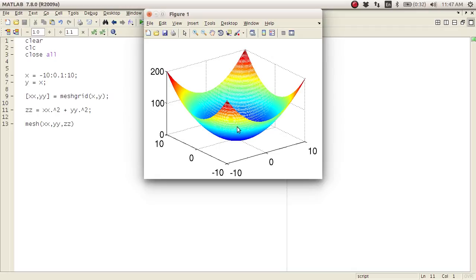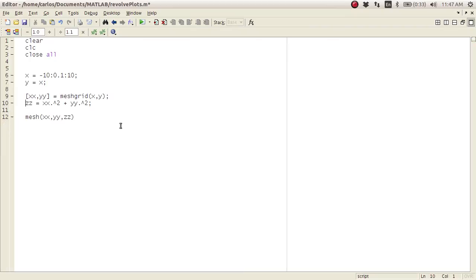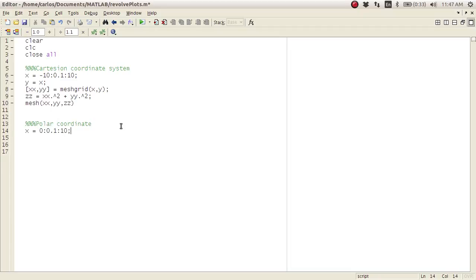Basically what you need to do is actually create the curve and then revolve it around the Z axis. So I'm going to do this in steps. This is the Cartesian coordinate system, and then I'm going to do polar coordinates. If I make X go from 0 to 10, and Y go from 0 to 10, and then I make Z just X.^2 plus Y.^2, what just happened?